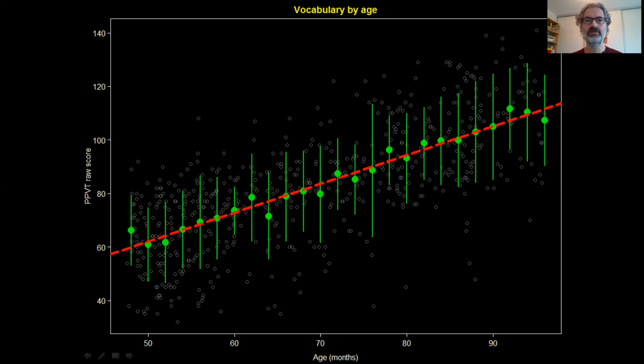Why do we want to use this line? Well, the means for specific ages are actually quite unstable because there's only a few children at each age. So these are basically very small samples. And estimating a mean from a small sample is okay, but as we know, this is going to be a very noisy mean.